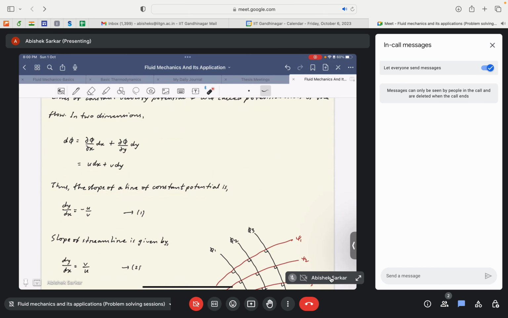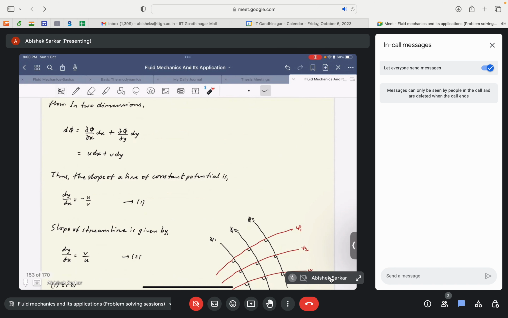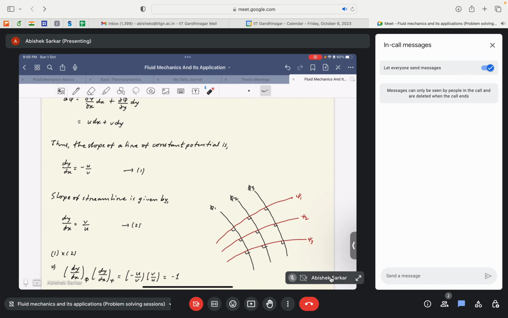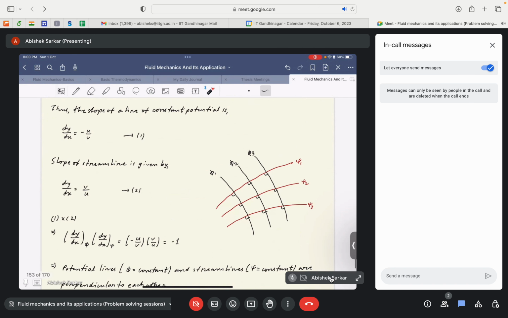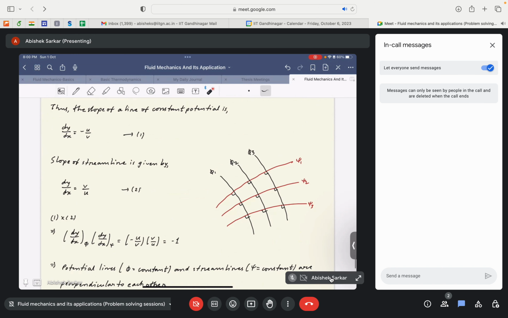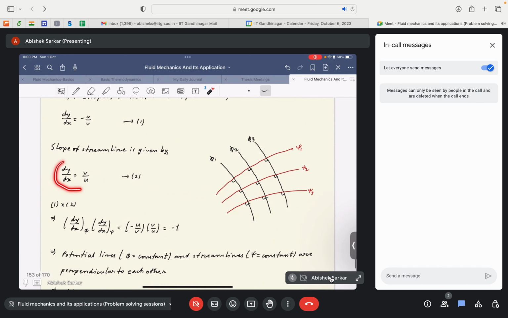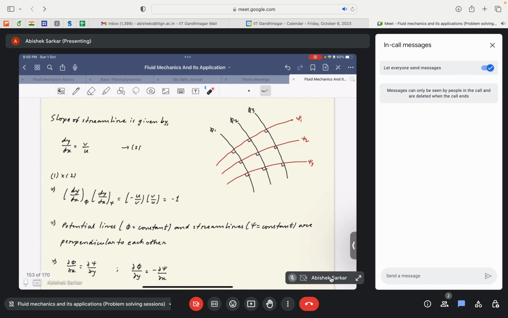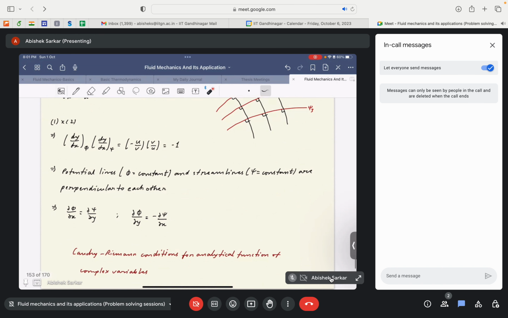So this represents the slope of the lines of constant potential. Okay, now if we recall from our discussion of stream functions, we saw that the slope of the stream functions is given by this equation, which is dy by dx equal to v by u. Okay, and now if we multiply both these slopes, the slope of the stream function and the potential function, we get that the product of the slopes is equal to minus 1. And if we recall, if the product of the slopes of two lines is equal to minus 1, it essentially means that the two lines are perpendicular to each other. So that's why we see here that the potential lines and the stream lines are perpendicular to each other.